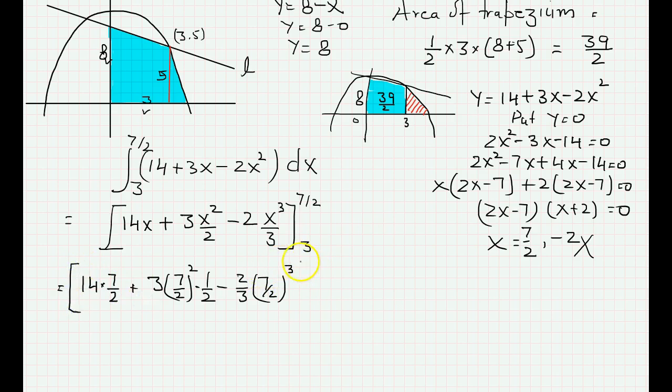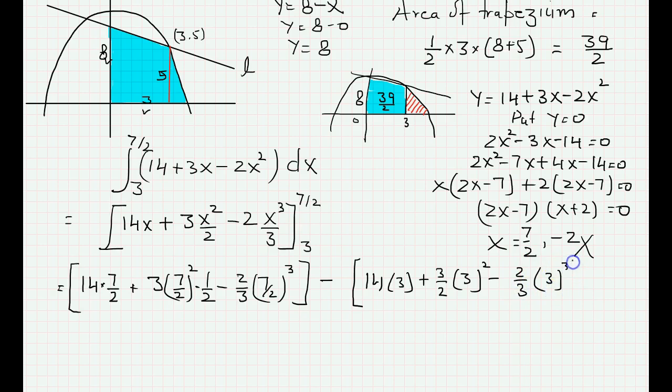We take the upper limit minus the lower one, the same: 14 multiplied by 3, plus 3 over 2, now x is 3 square, minus 2 over 3, x is 3 cube.